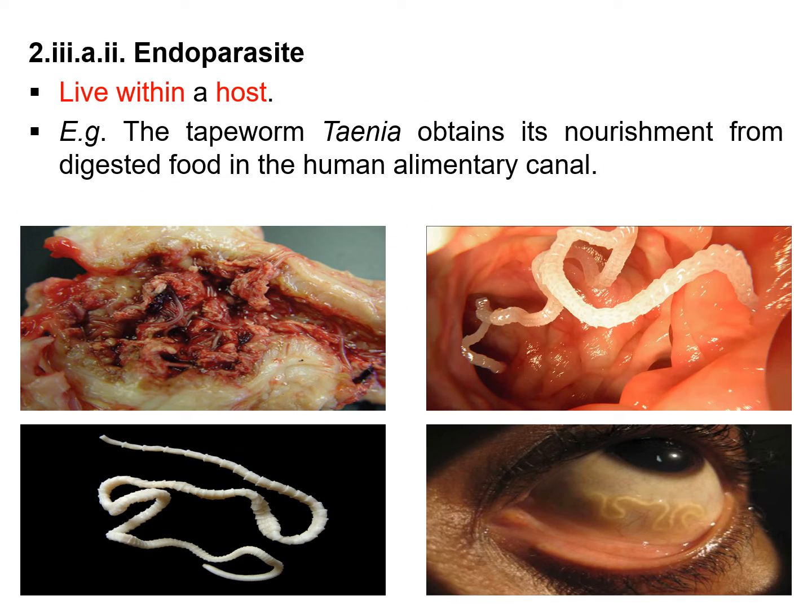The second class of parasitism is the endoparasite. This is very obvious. Endo means living within, so this type of organism lives within a host. For example, a tapeworm called Taenia obtains nourishment from the digested food in the human alimentary canal.